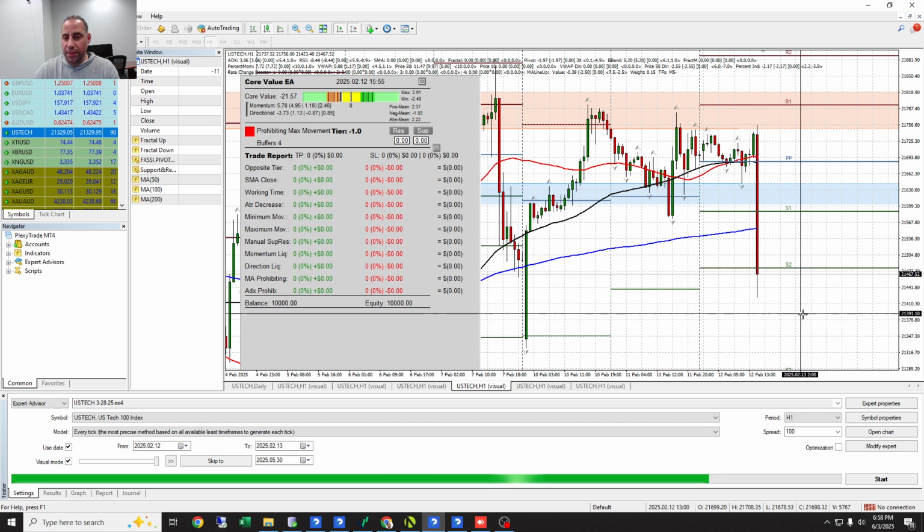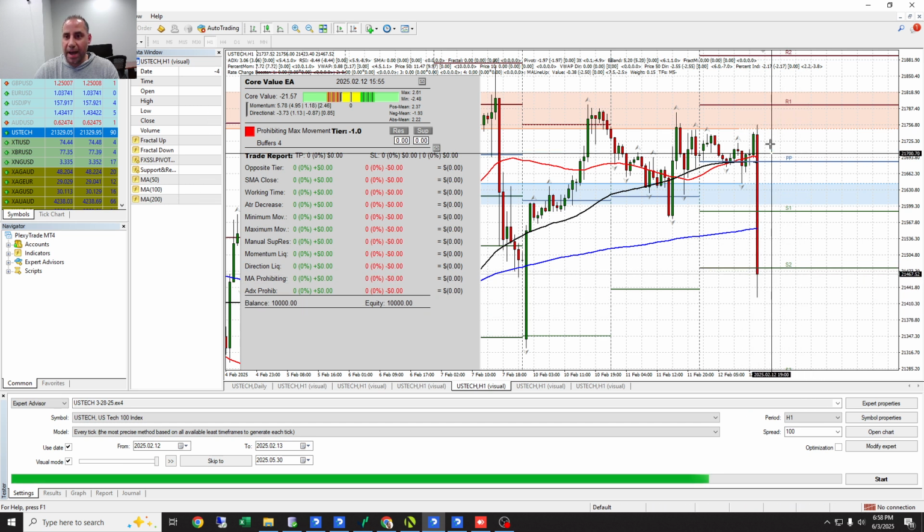to calculate that point to the high of the day or the low of the day, depending. So if we're going to take a short, we're going for the high of the day. If we're taking a long, it's going to be the low of the day. And it's going to calculate that value. If that value is higher than 75% of the 20-day ATR, it will prohibit us from trading and block us and say max movement, don't trade.